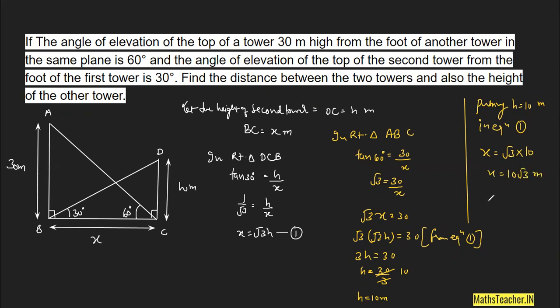So that's it. We had to find out two things: the height of the second tower, so we can write, therefore, the height of the second tower is equal to 10 meter, and the distance between the two towers is 10 root 3 meter. If you have some time, then don't forget to put the value of root 3, which is 1.732. But I'm not going to put it because I think you can do it by yourself, right?